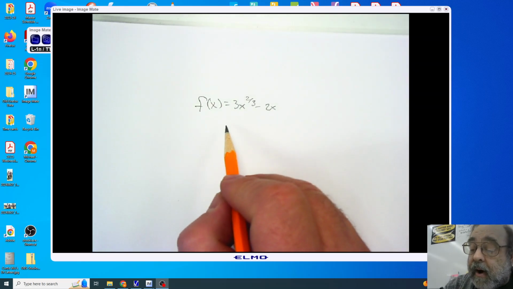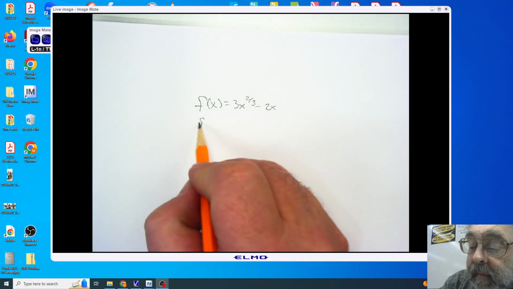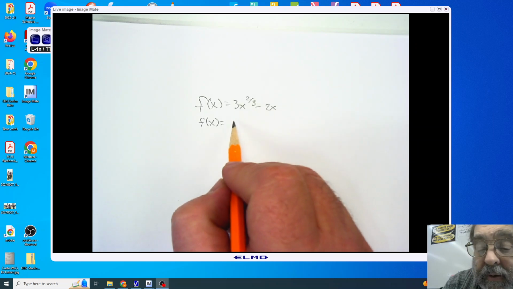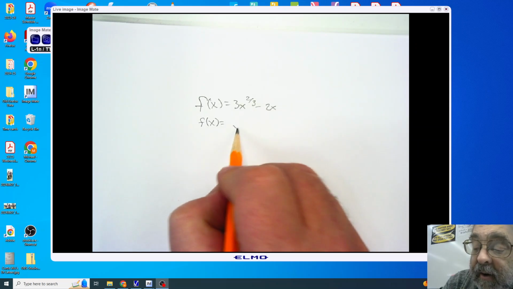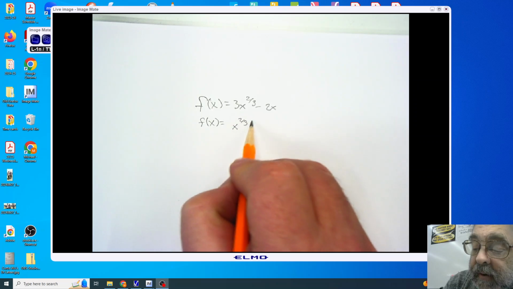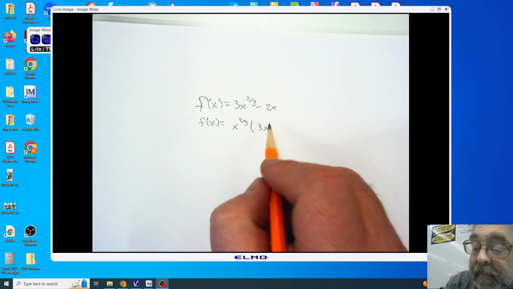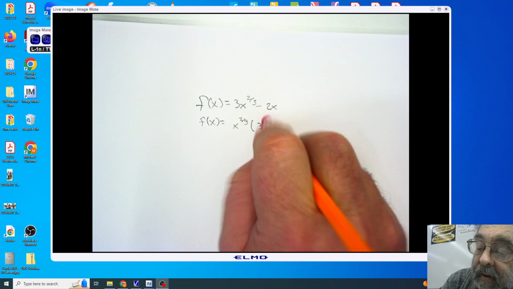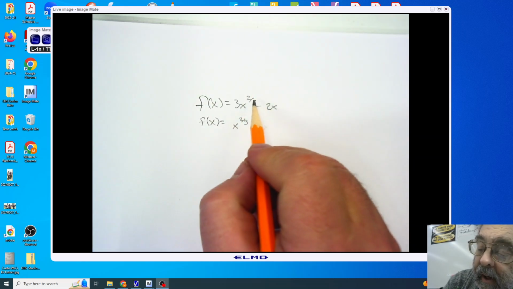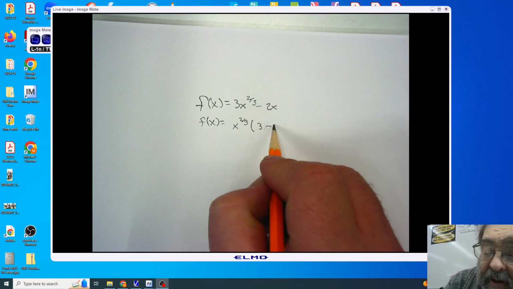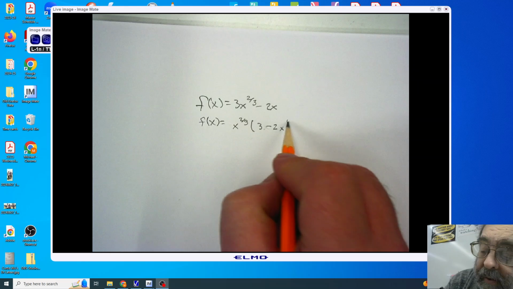I'm going to factor out the least power, and the least power is x to the 2/3. So I'm going to factor out x to the 2/3. It's going to leave me with 3, and the second term goes to x to the 0, and minus 2/3 gives me minus 2x to the 1/3.